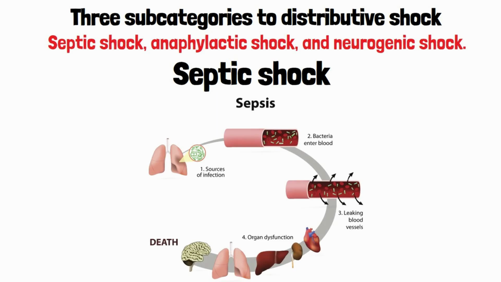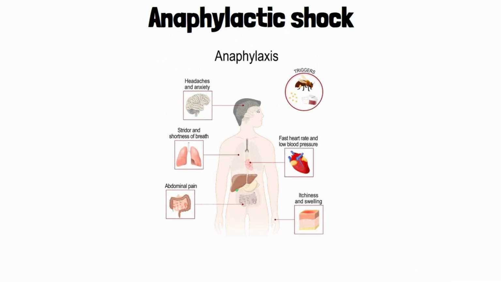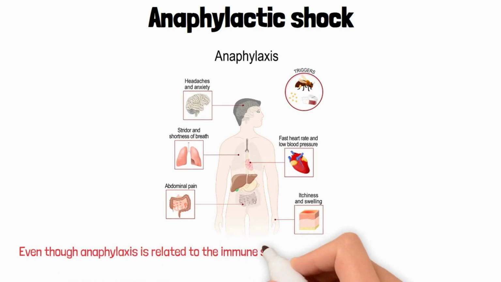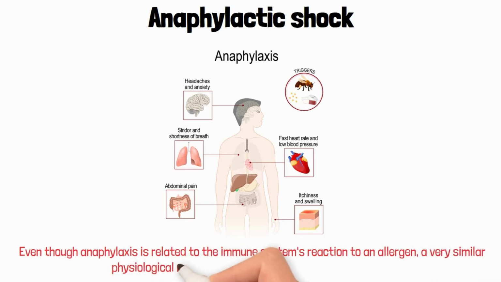This same concept happens during anaphylaxis, where the immune system is now reacting to an allergen instead of an infectious material like it does with sepsis. Even though anaphylaxis is related to the immune system's reaction to an allergen, a very similar physiological response occurs where there is vasodilation.